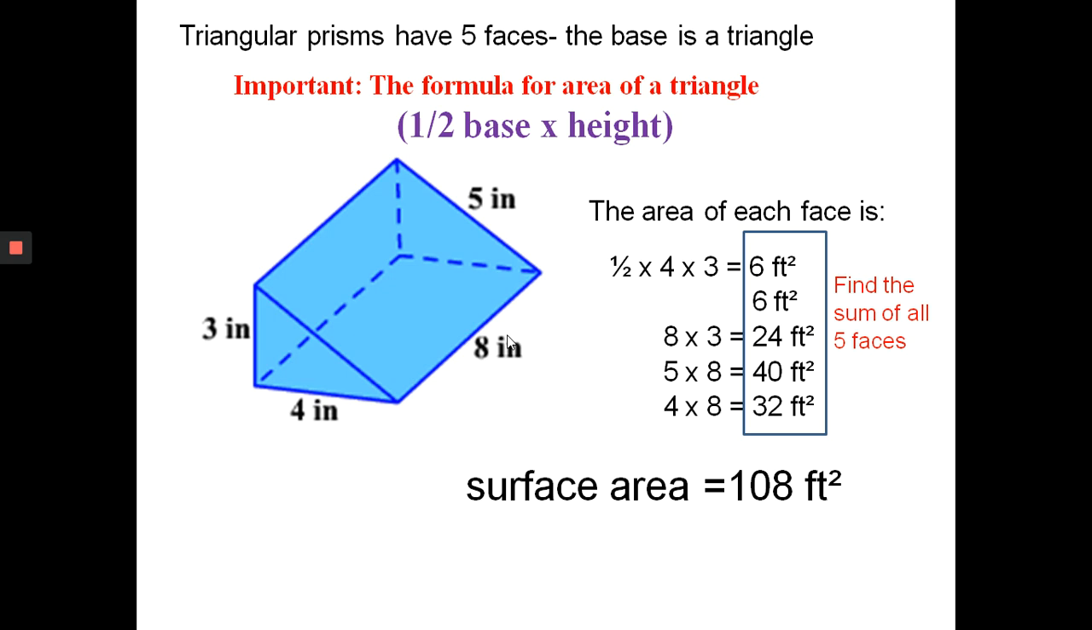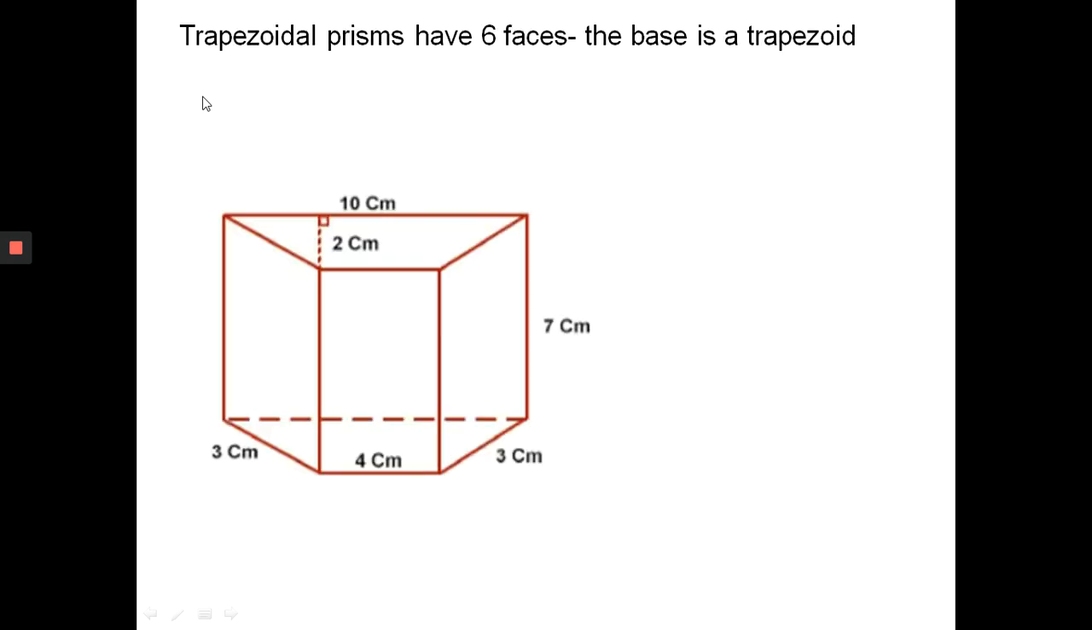Okay, so a triangular prism isn't different from a rectangular prism as far as finding the surface area, but the only difference is the area of the base. We've got to remember those polygon formulas for the area of the polygons. So we're going to look at a different type of prism.